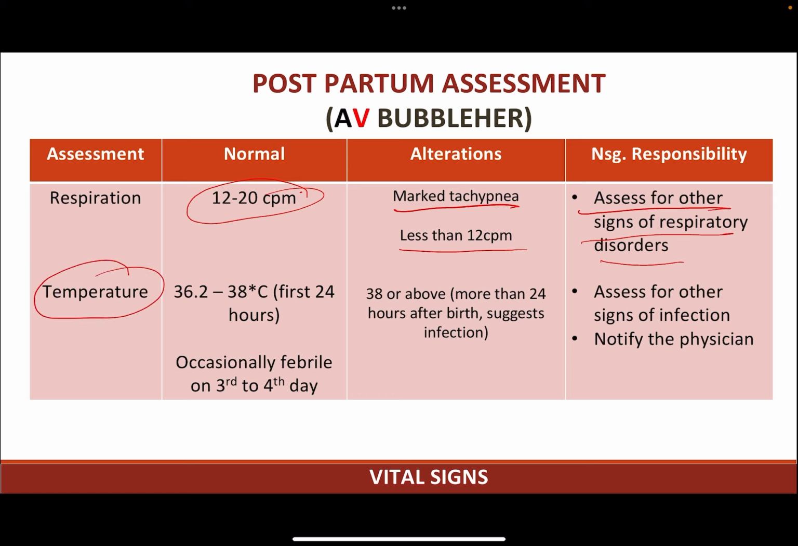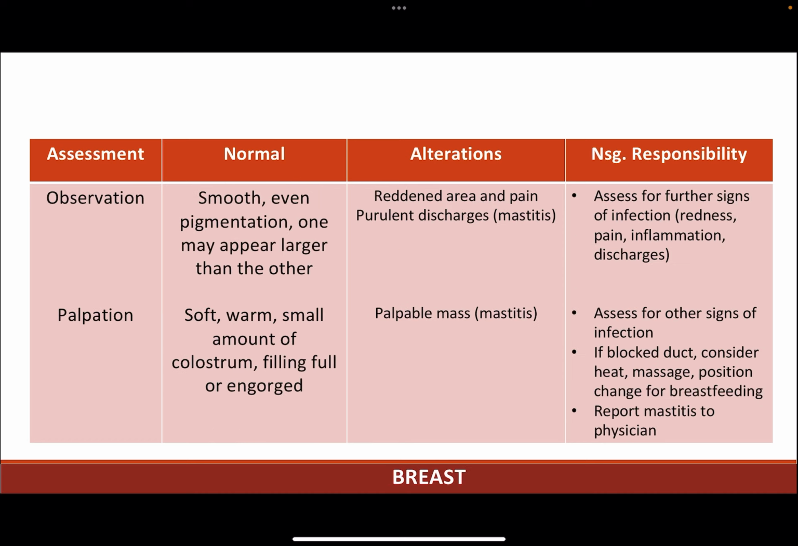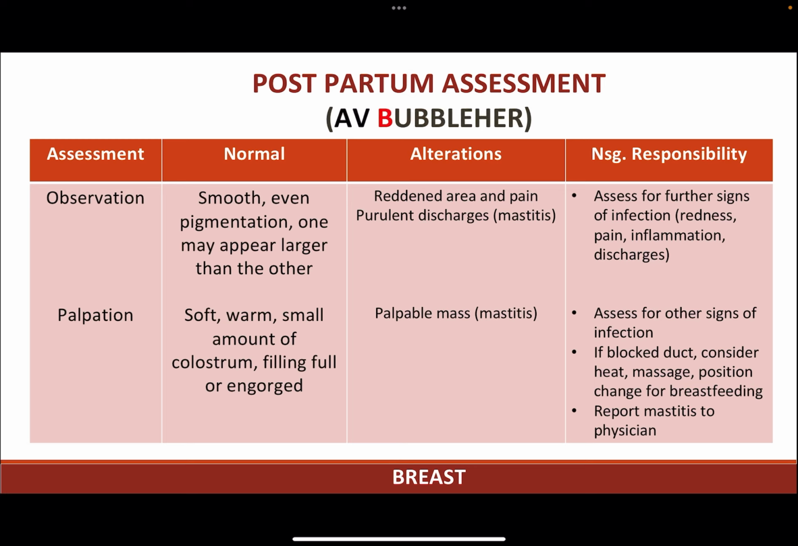In the temperature, for the first 24 hours, the temperature is 36.2 to 38 Celsius. Occasionally, the patient will have a fever on the 3rd and 4th day. But if it is altered, 38 or above more than 24 hours after birth, it suggests infection. So as a student nurse, our nursing responsibility is to assess for signs of infection and always notify the physician.